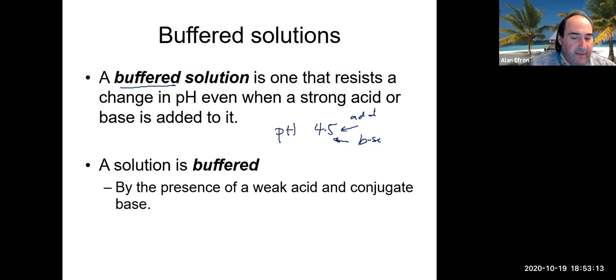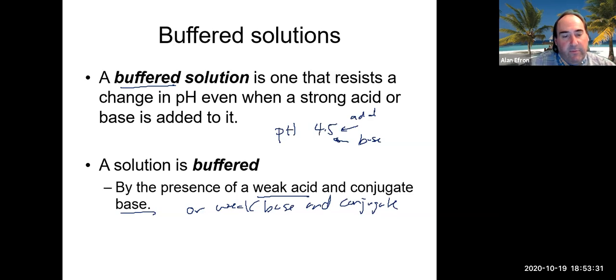It's able to do that because it contains a weak acid and a conjugate base, or a weak base and a conjugate acid, or the salt of a conjugate acid, or the salt of a conjugate base. And because a buffer has both of those things in there, it's able to prevent the pH from going really crazy. So let's just look really quick at what happens if I add acid to water. Water is not a buffer.